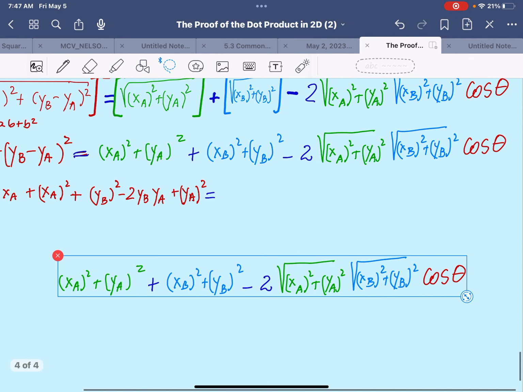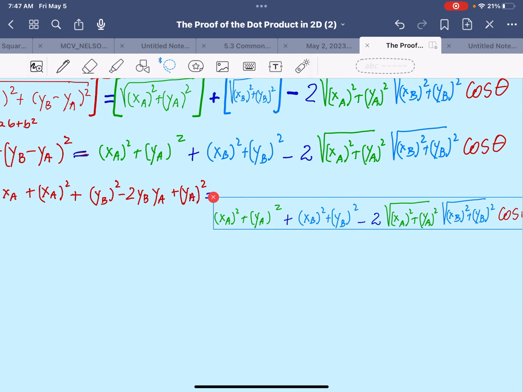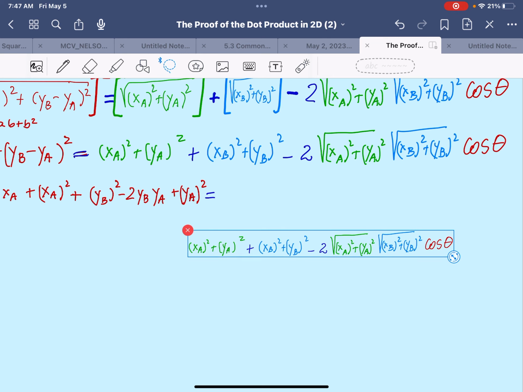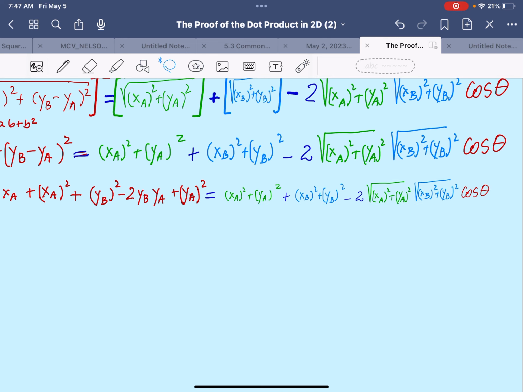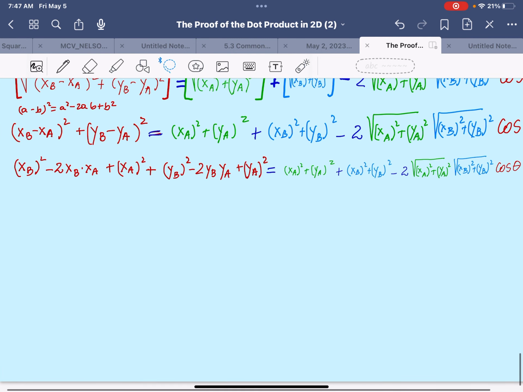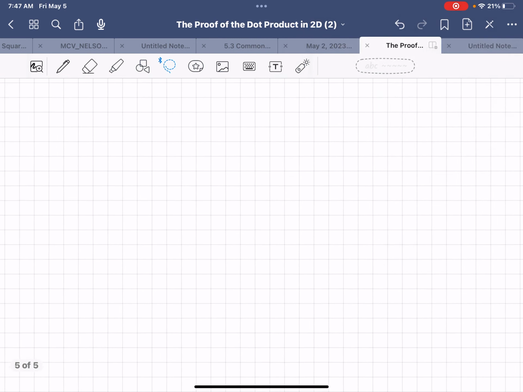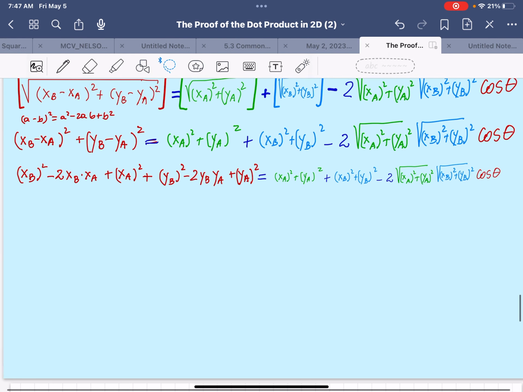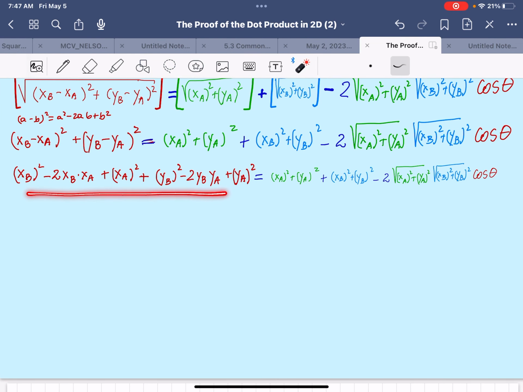Let's make sure that we have enough room for this. Okay. So look at what we have created now. We have the expanded form of the left side, and we have the right side in the most simplified form possible. And now we'll try to do some simplifications.